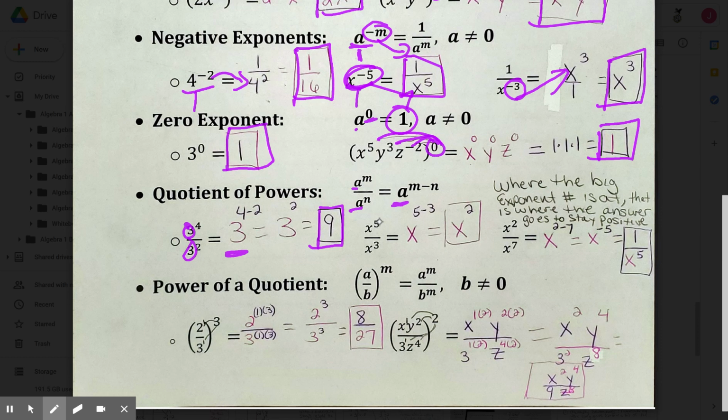Again, we're subtracting. 5 minus 3 gives us 2. You're going to keep your base of x because these are both the same. In order for you to subtract the exponents, the base has to be the same. So you're going to get 5 minus 3, which gives us 2.